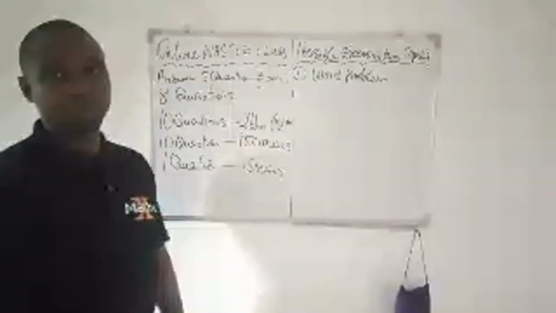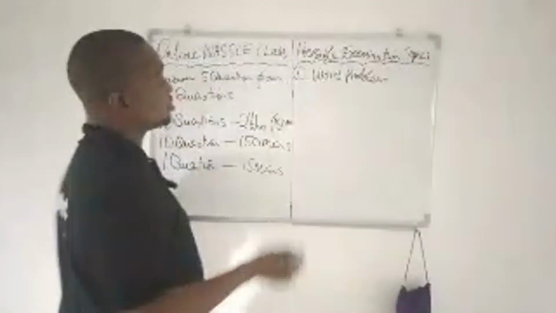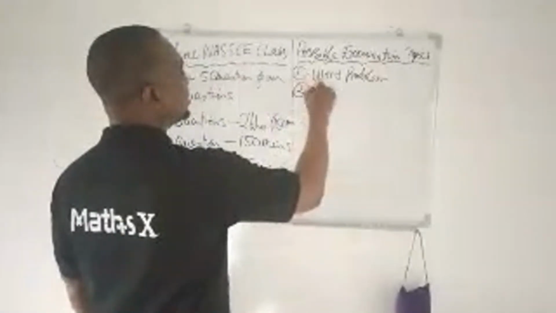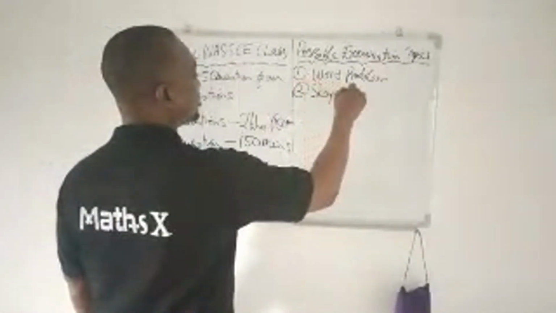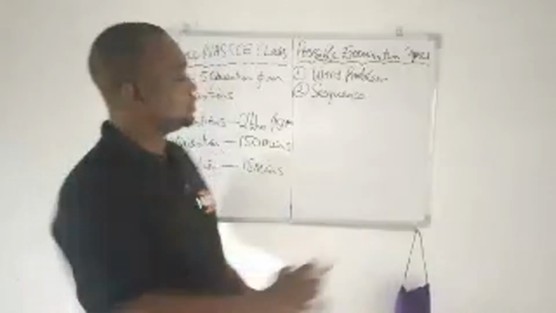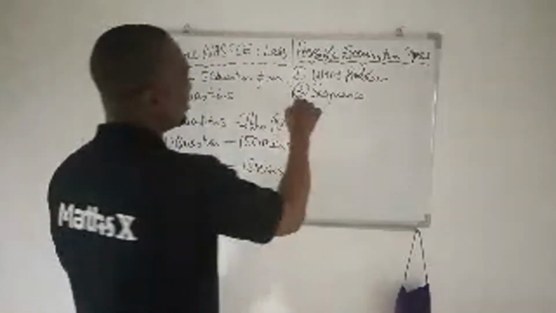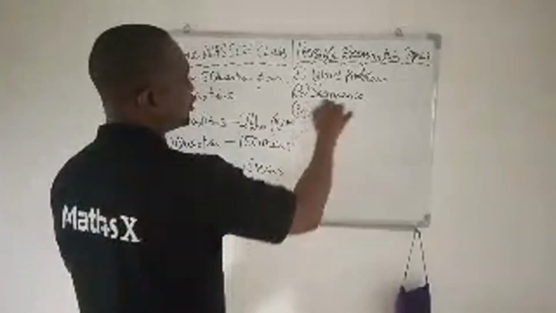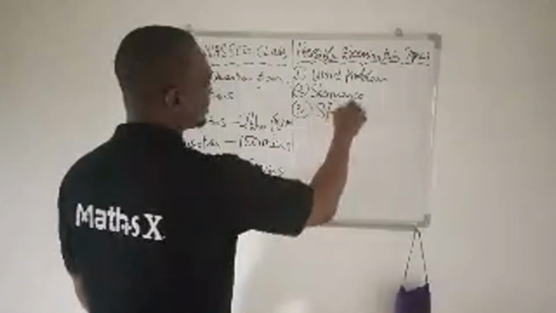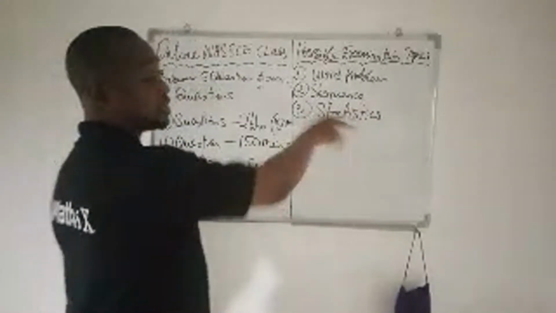So please do check this topic. It's definitely going to be there. Normally it will carry 6 marks, 6 or 4 marks. Number 2, there will be a sequence question. It is in this topic you find your AP and your GP. I'm very, very sure this is going to come in. Number 3, you will have statistics. This usually carries 12 marks.